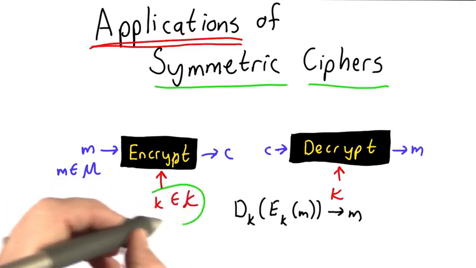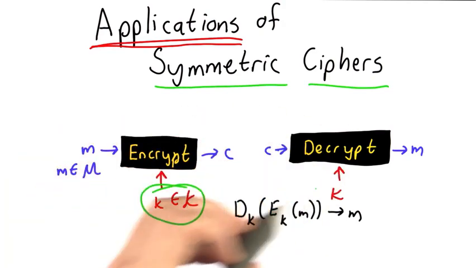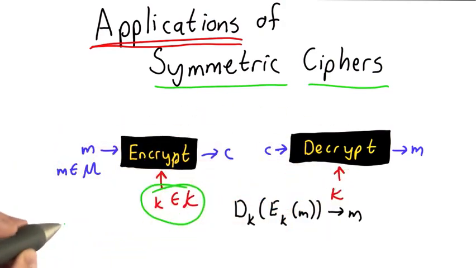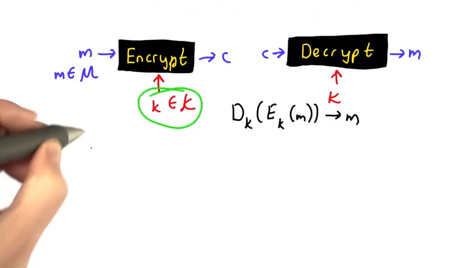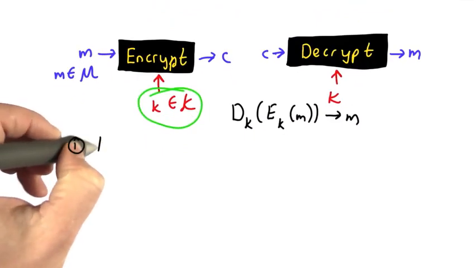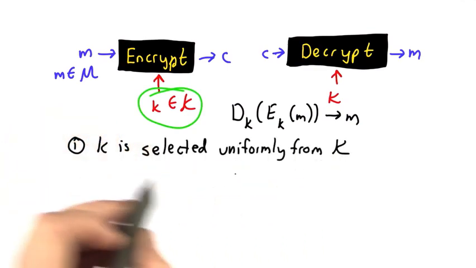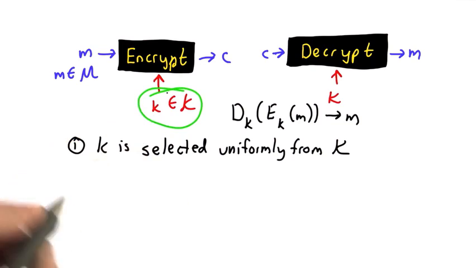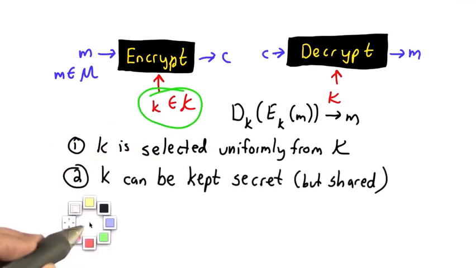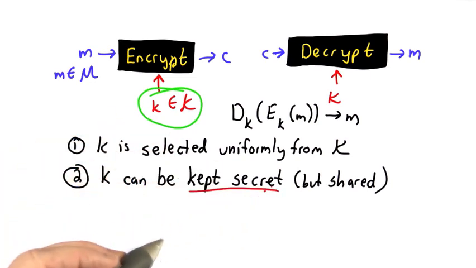The first thing we're going to look at, though, is how we actually get this key. All of our assumptions about security depend on this key. And we have two key assumptions. The first is that the K is selected randomly and uniformly. This means each key is equally likely to be selected, and there's no predictability about what the key is. The other big assumption about the key is that it can be kept secret. The adversary can't learn the key, but it can be shared between the two endpoints.